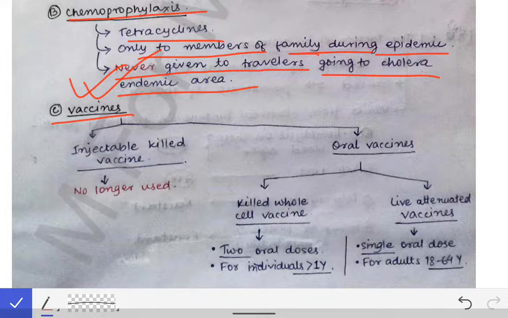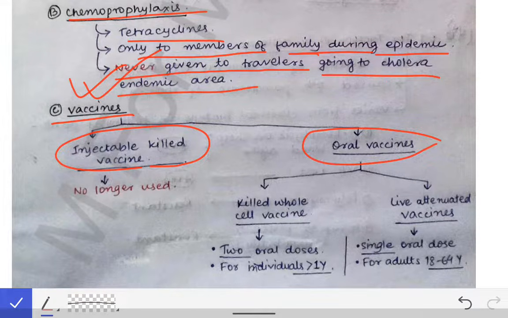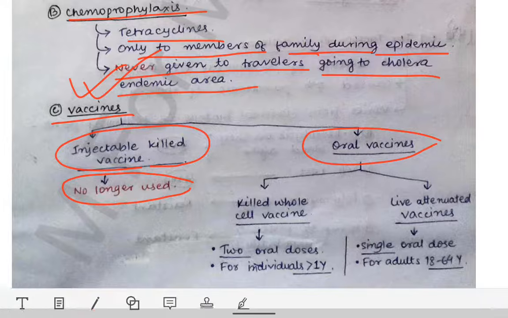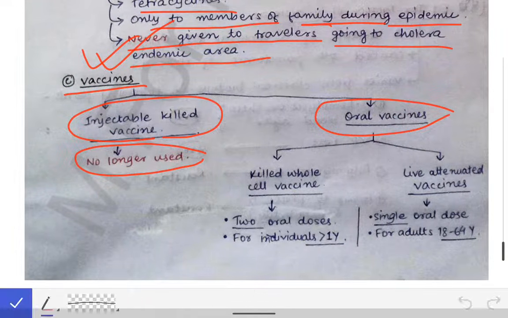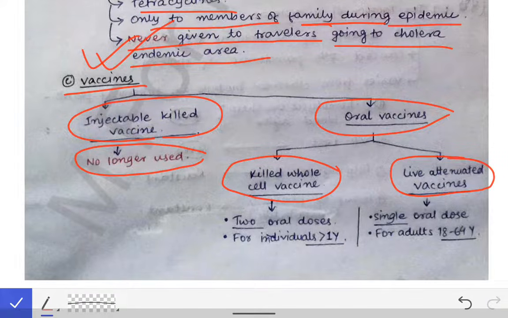Next come the vaccines. Vaccines were initially of 2 types: the injectable killed vaccines and the oral vaccines. Now this injectable killed vaccine has been removed from the market. It is no longer used, and we are left with only the oral vaccines. In the oral vaccines, we have got the killed whole cell vaccines and the live attenuated vaccines.